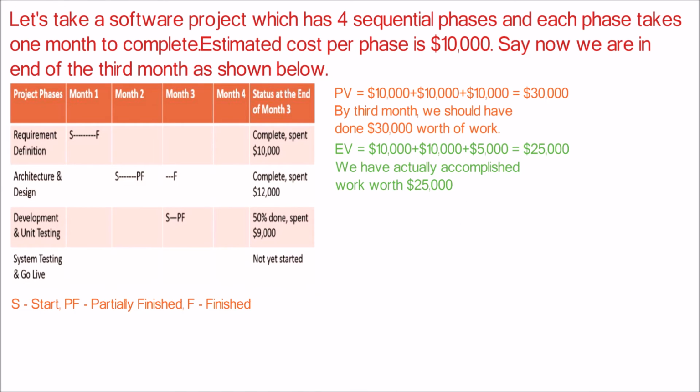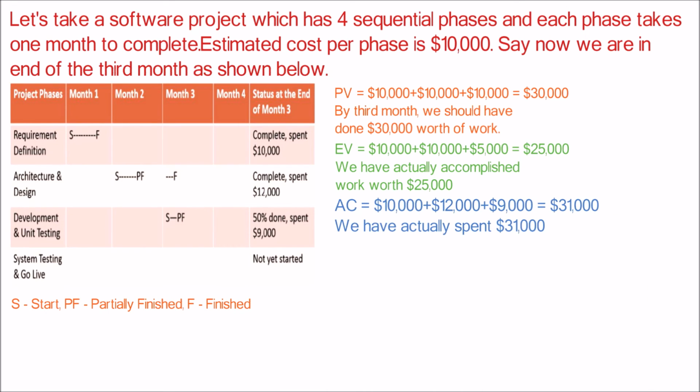Now we will calculate the actual earned value, EV. EV can be calculated by adding the completed work of $10,000 for the first and $10,000 for the second month. Since only 50% of work is completed, EV for the third month is $5,000. By summing up these values, we can estimate the EV as $25,000. So we can conclude that we have actually accomplished work worth $25,000.